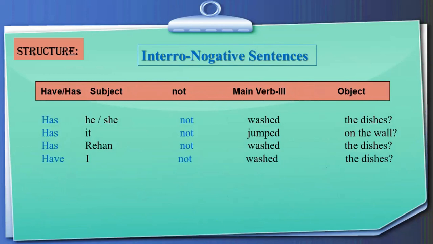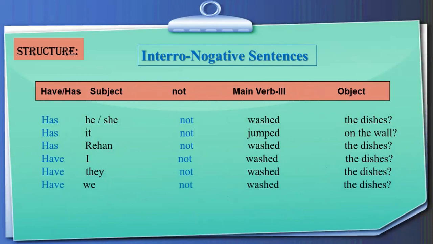Have I not washed the dishes? Have they not washed the dishes? Have we not washed the dishes? Have Rehan and Fahid not washed the dishes? So this is the way we make these interrogative sentences.